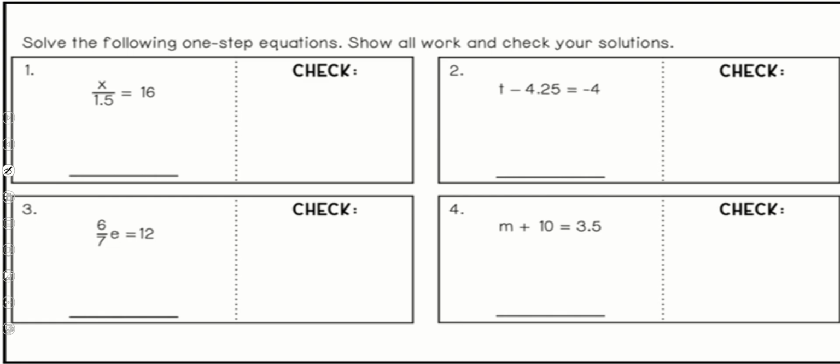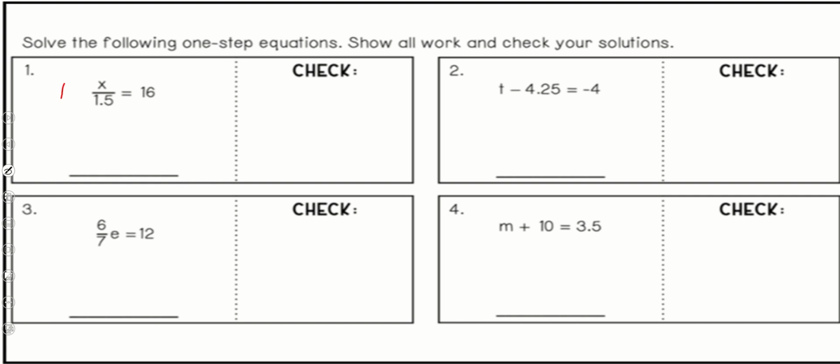All right, so these are all one-step equations here. Solve them by doing the opposite. So number 1 there, that's a division problem. We got x divided by 1.5 equals 16. So the opposite, what we do, we multiply by 1.5, right?